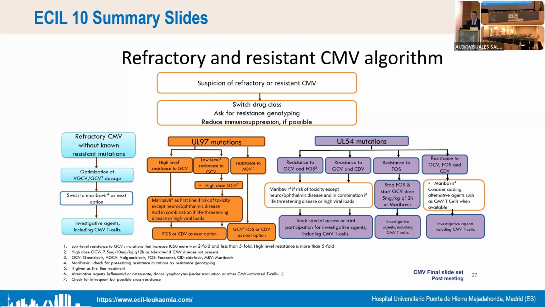And then there's things in this algorithm, of course, brainy things, of course, looking into details, and then refractory CMV without known resistant mutations, and then you might optimize valganciclovir. No. Refractory CMV, you use the drug that does best at this. And right now, that is the maribavir. And then looking at different mutations, that might be good. And then you have that, but you normally have that several weeks later.